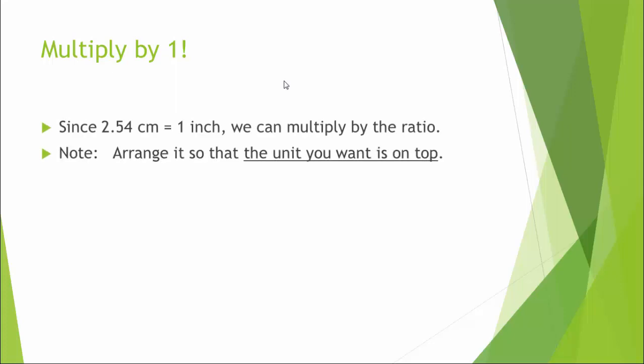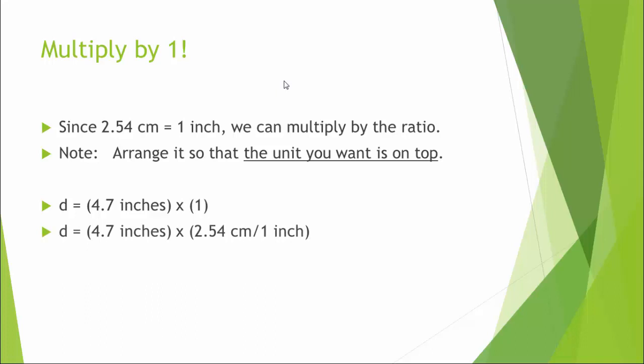So we multiply by that ratio, and here's the only remaining trick. Make sure that the unit that you want to keep is on top. So we want to keep centimeters. That's the result we want to see, so we keep centimeters on top. So our D is equal to 4.7 inches times 1, or times 2.54 centimeters over 1 inch. So the centimeters is on top like we want. Now for those of you who are good at algebra, you can cancel out the inches, but you know it's going to cancel anyway. So inches divided by inches cancels away, and the only unit remaining is centimeters.